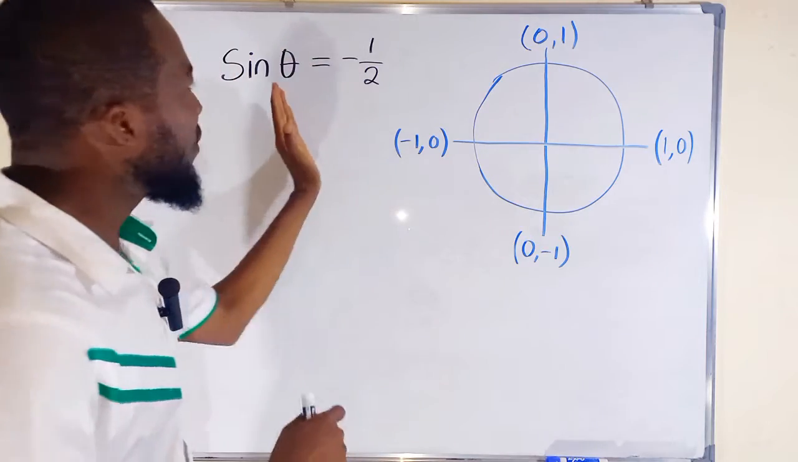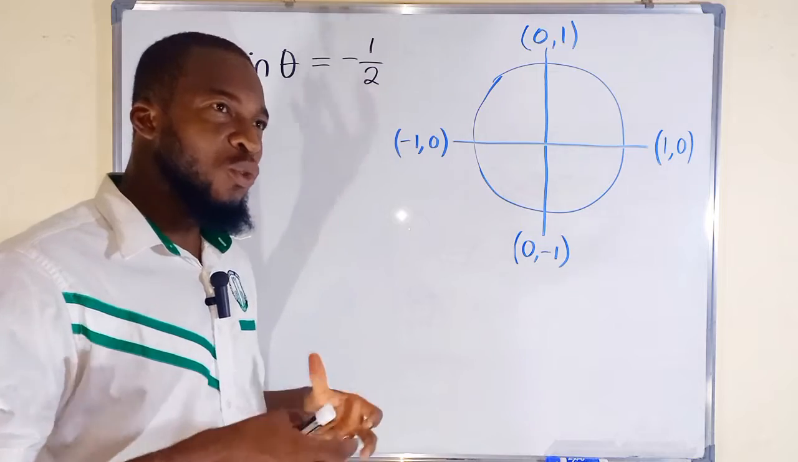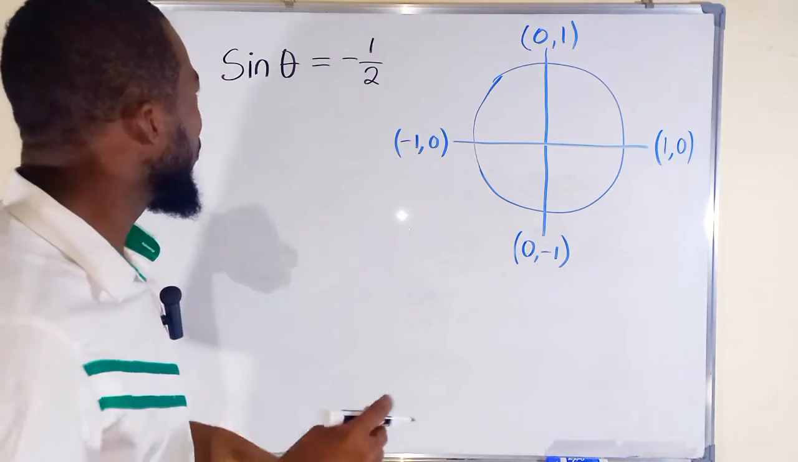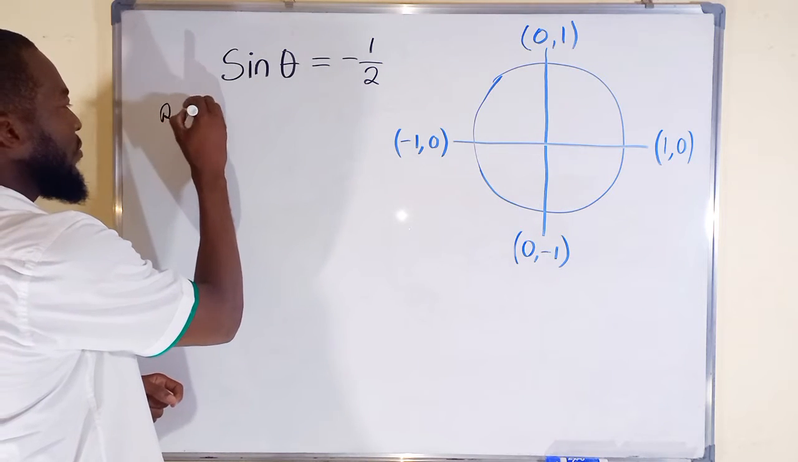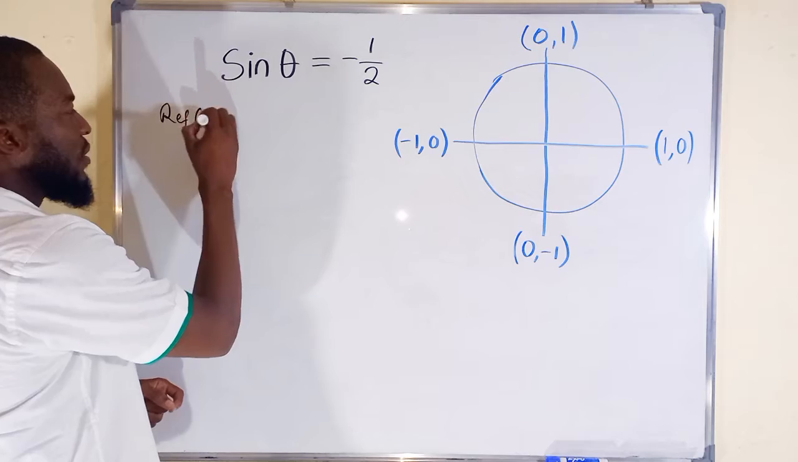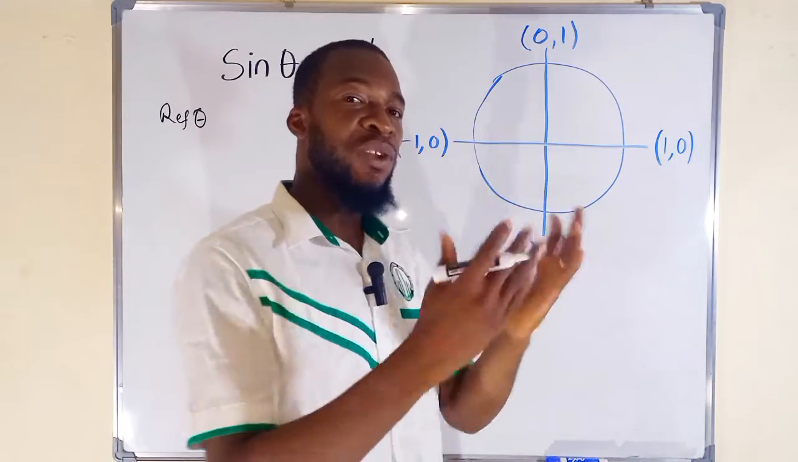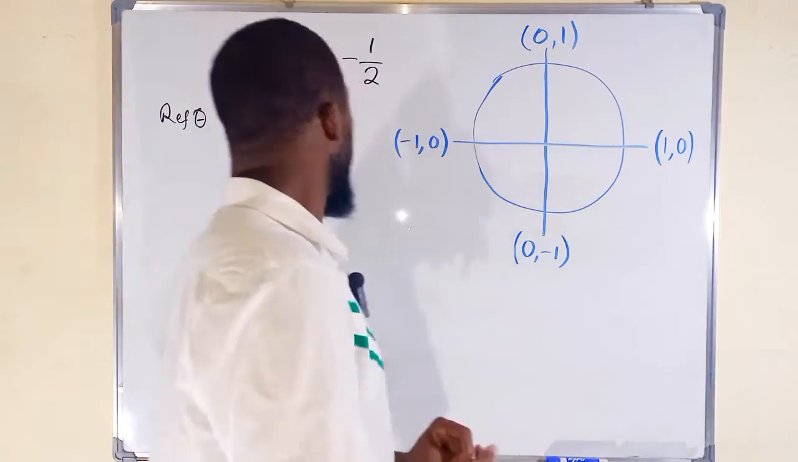All right, you can see the output is negative. First of all, what you should know is the position of that angle. So let us start using the reference angle first. If we say reference, we always use angles in the first quadrant because the ratio of all angles in the first quadrant are positive.